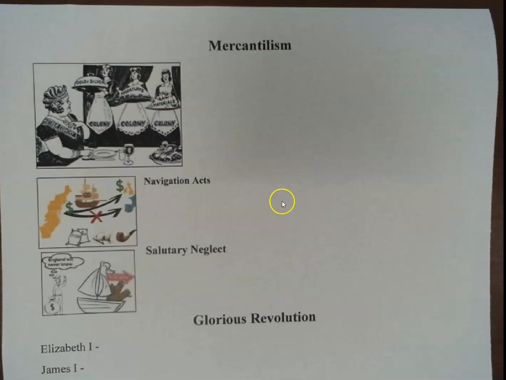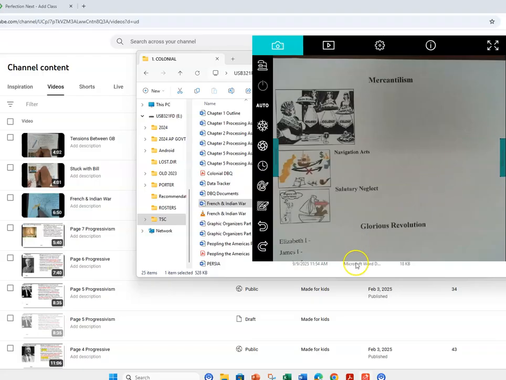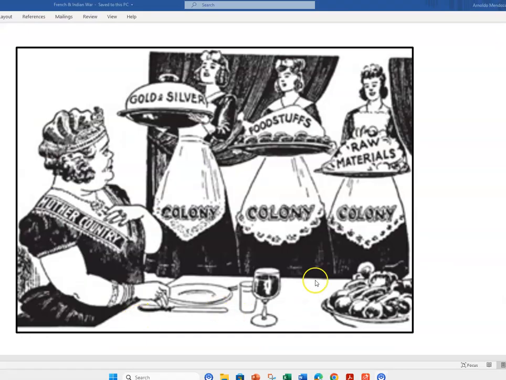All right, let's go ahead and get started. We are on page 3 and we're going to start with mercantilism. We're going to start with a political cartoon. So I've got it blown up over here. All right, we're going to start with page 3, mercantilism.